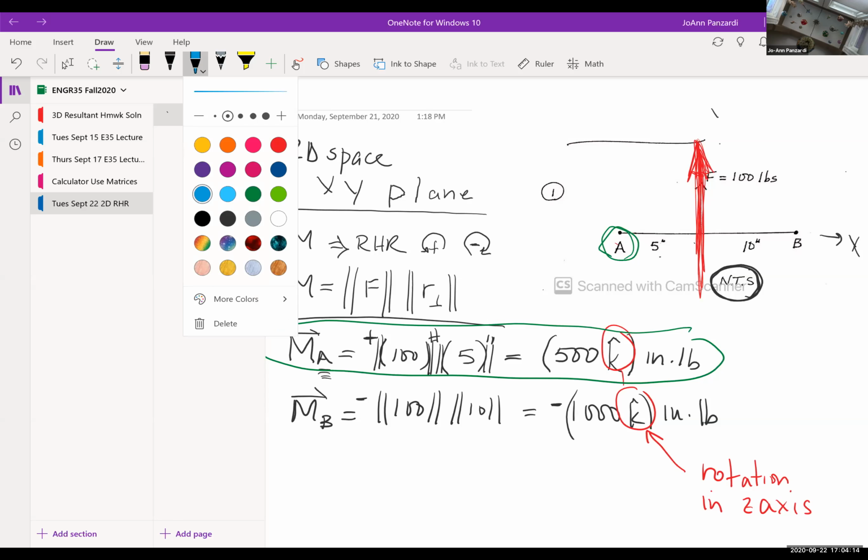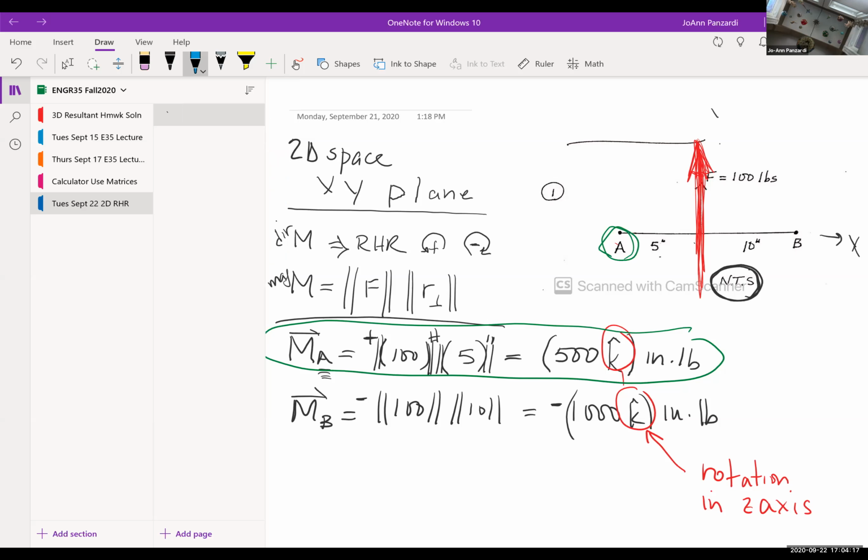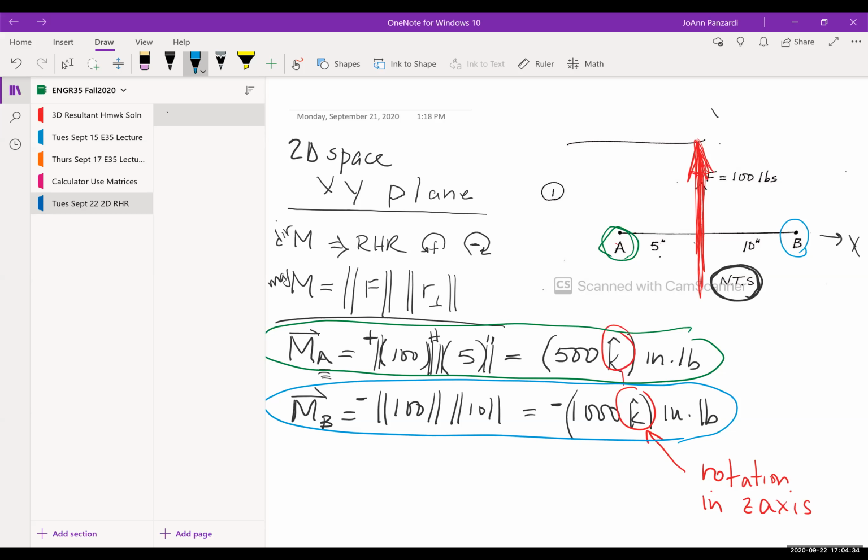When I'm trying to find the moment about B, here's the moment about B. So this force creates a greater moment. I'm looking at David LR now. This force creates a greater moment about A or B? A. The magnitude, sorry. Oh, B. B. When we talk about positive and negative, that only tells us the direction.